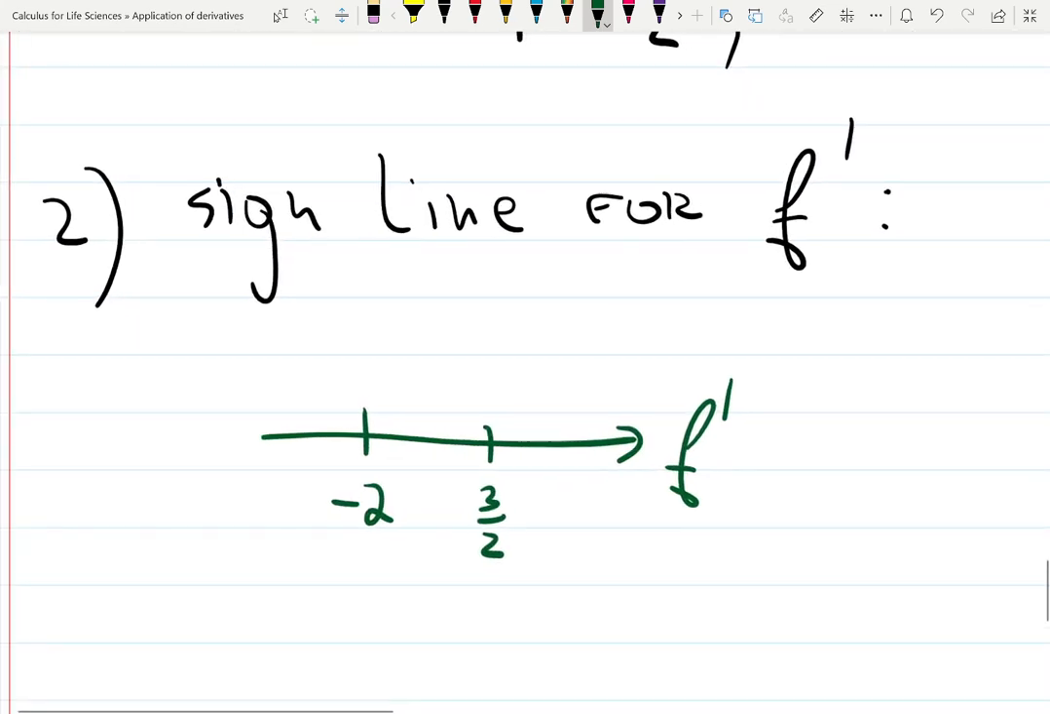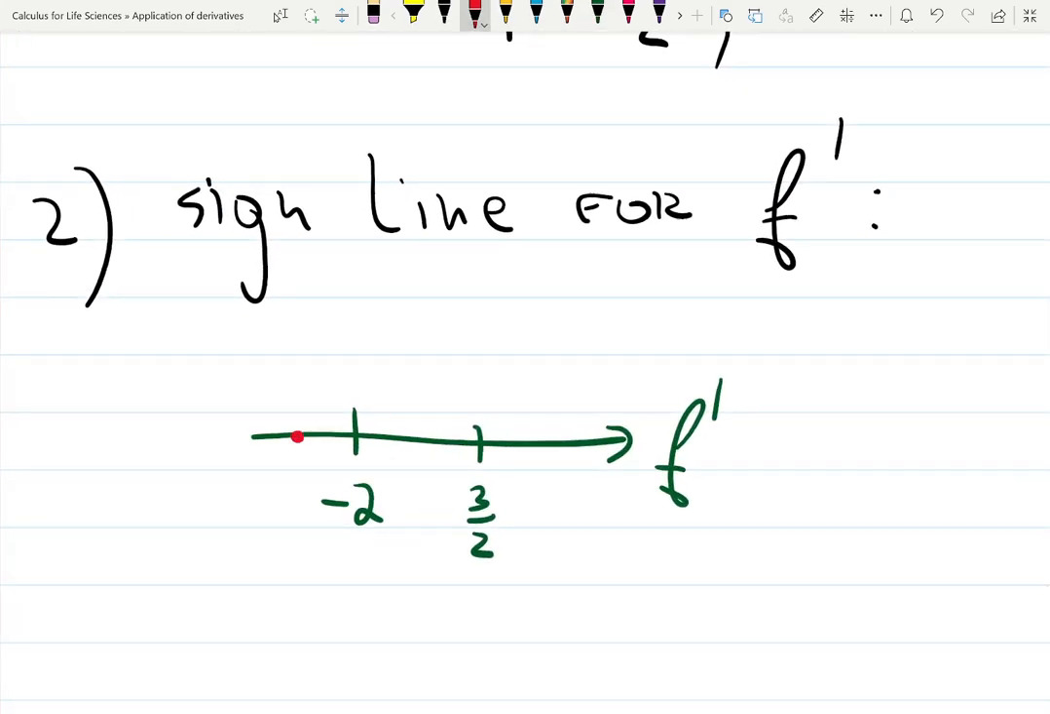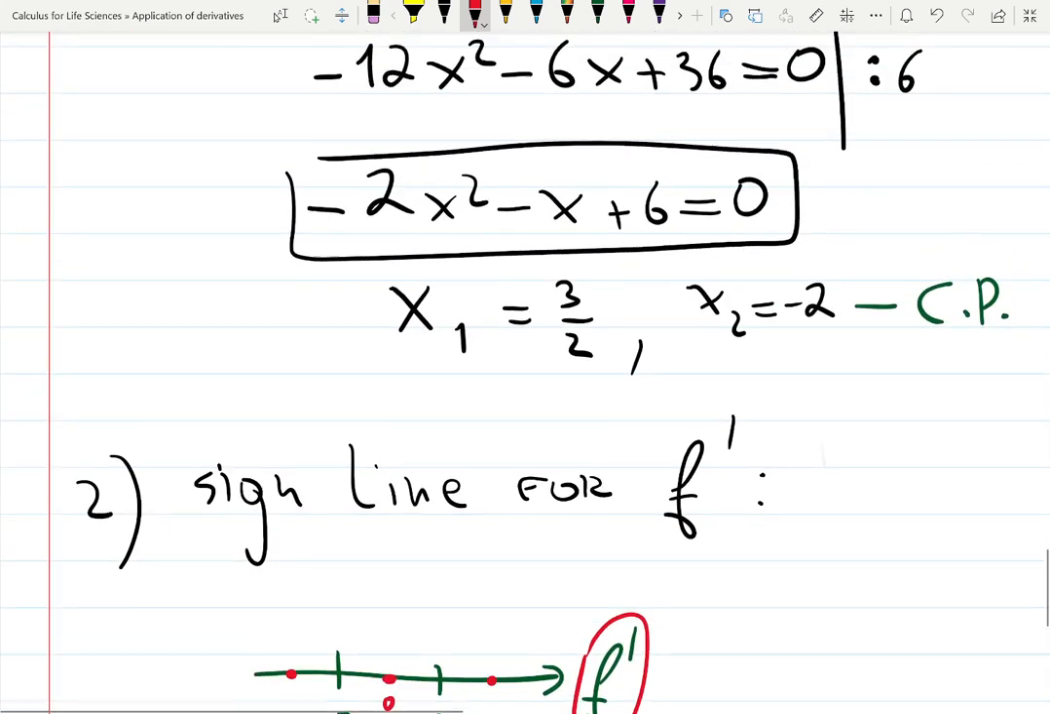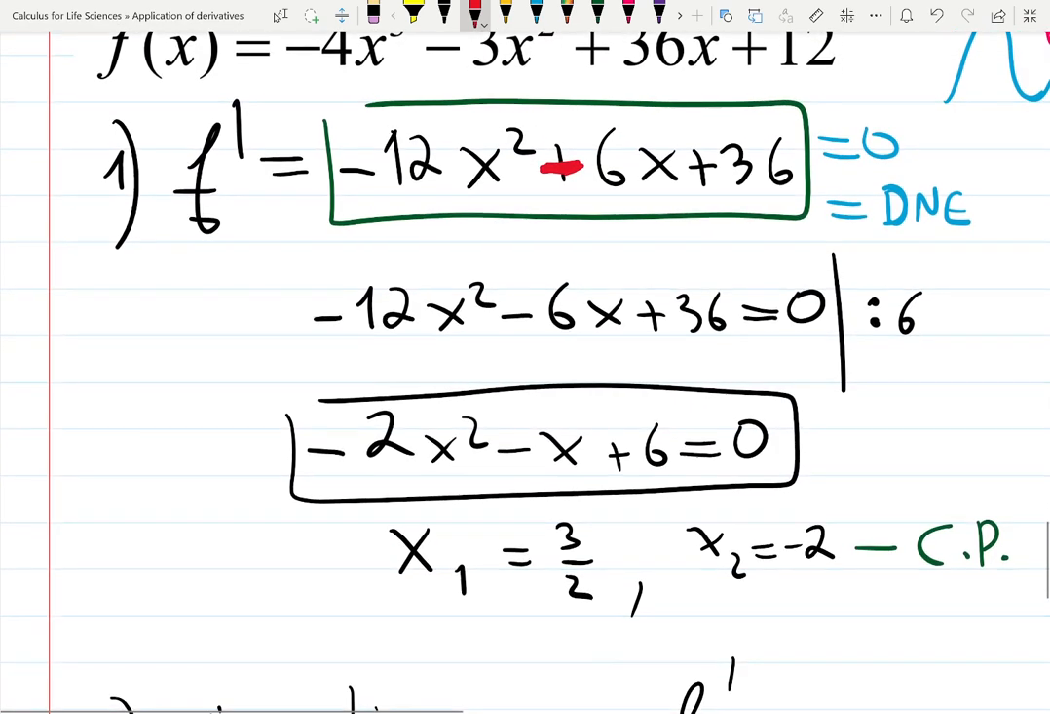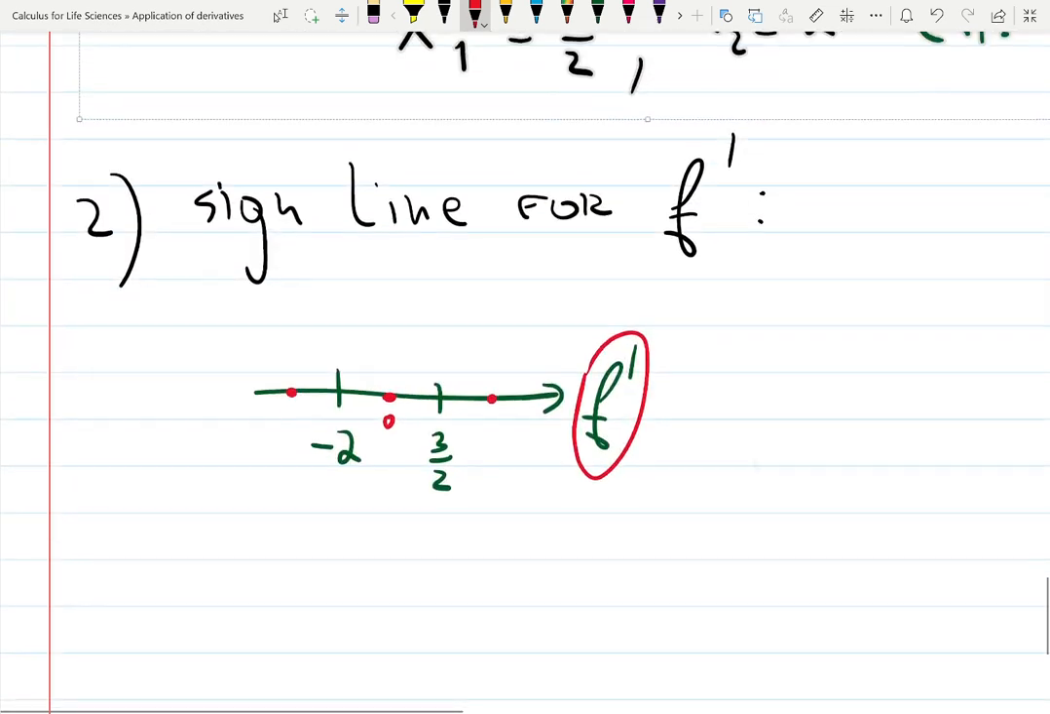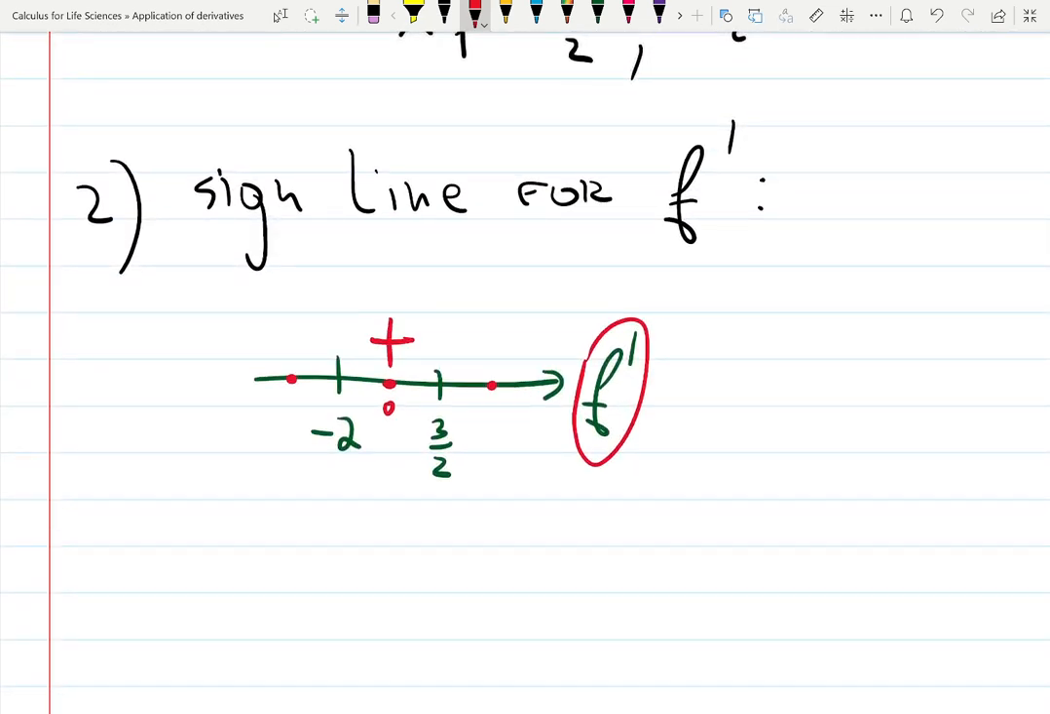And then I choose a test point on each interval, any point you like. Plug it into your first derivative. That's why it's over here, to remind you where to plug. Well, between negative 2 and 3/2, 0 is a good one to plug. I don't care about the number. I just need to know the sign. When I plug 0, it gives me plus 36. So this one is plus.